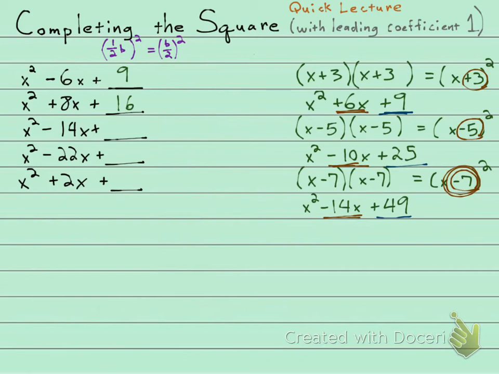All right, and if I factored that, I would get x plus 4 squared. All right, look at the next one. Half of negative 14 is negative 7. Negative 7 squared is 49. And if I factor that trinomial, I would get x minus 7 squared. Okay, you might want to pause the video, see if you can answer the next two.